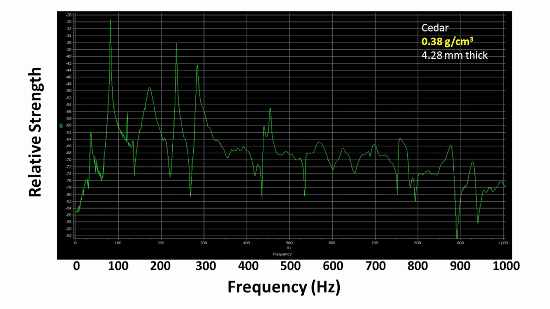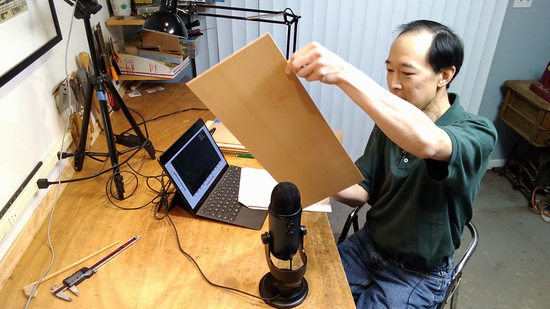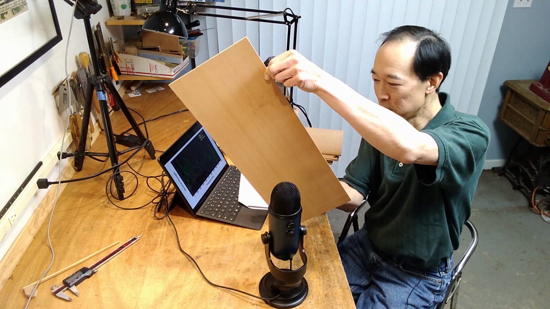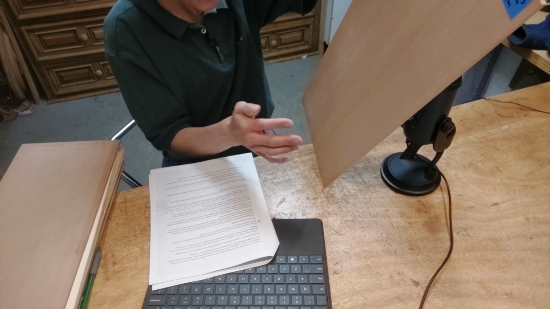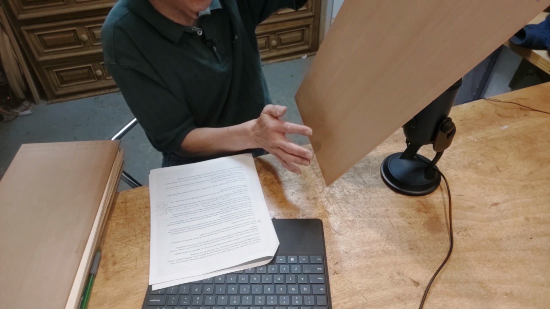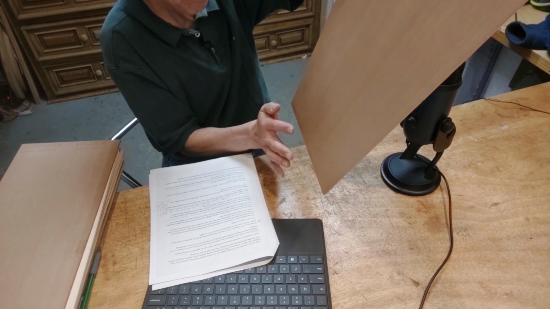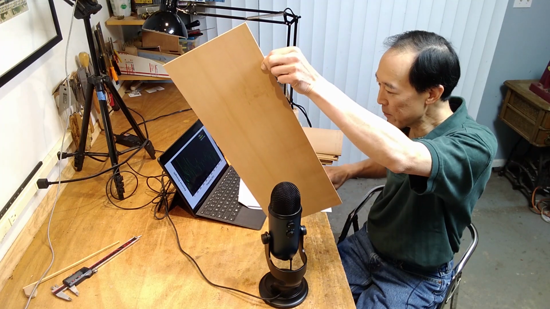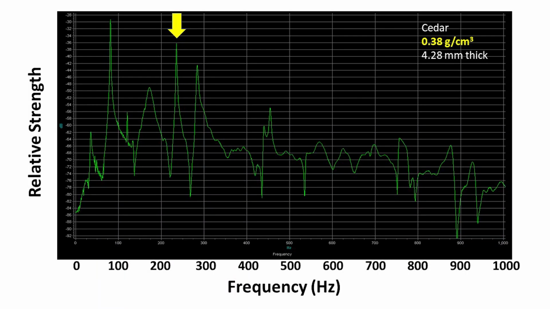Now, in my ear, I mainly pick up a particular pitch, and I'm just going to play it for you now. Here's the original tap that you heard, but I'm going to tap in a different place right now to accentuate this third peak. It's one of the higher pitches, and that corresponds to this peak right here. Maybe you can hear it. I'll do it again.